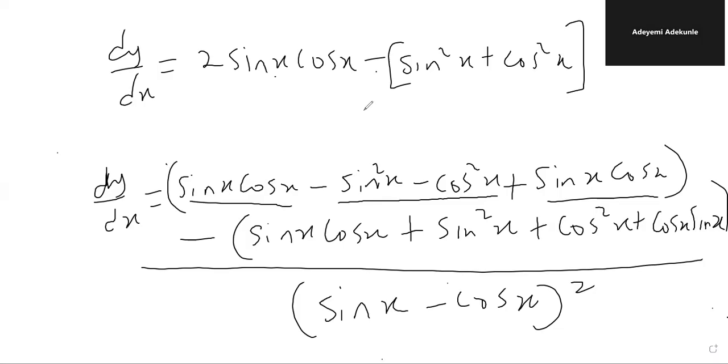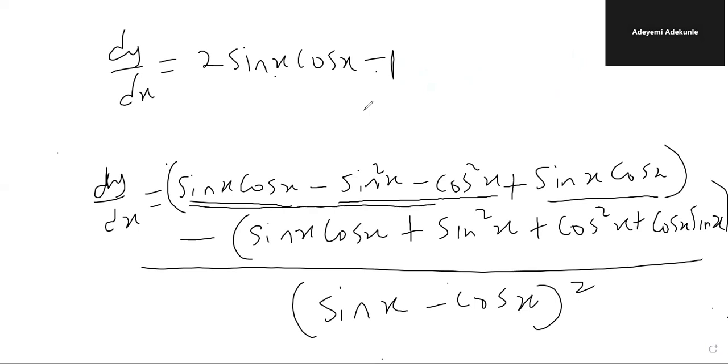Sine squared x plus cos squared x is equal to 1. So this particular expression that I have here, I can represent it with 1. I believe you are all following me. So let me erase this, then I will put 1. All right, so we are done with this first one.